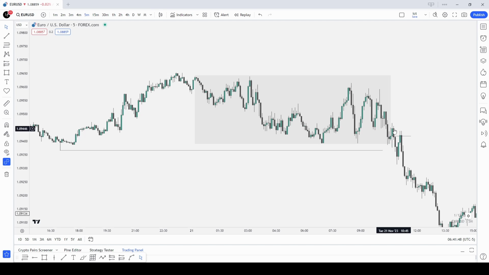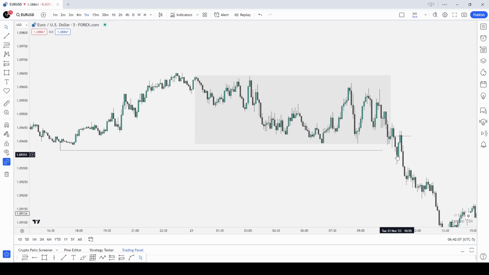We measure how far we go instead of if we just wick below and then come straight above. That is not our market structure shift. How far we go below the low, and then we measure how quick it's done. Notice this was in 3 candles. We ran quickly down.